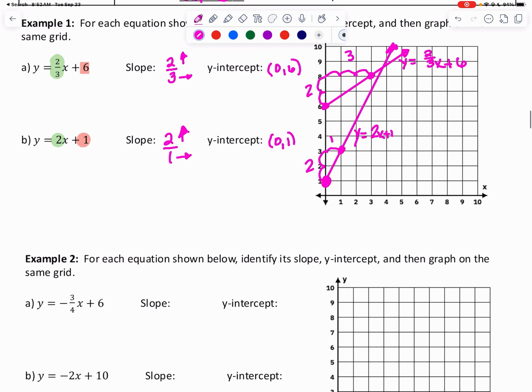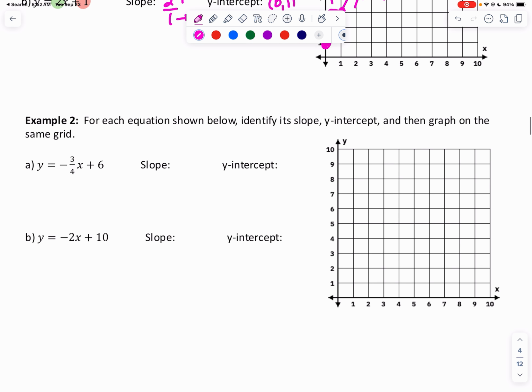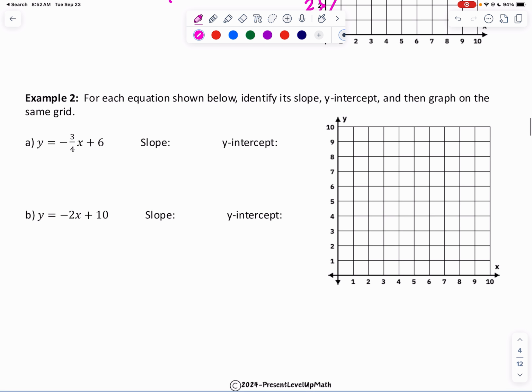All right. Let's look at example 2, and let's talk about some negative slopes now. In example 2, for each equation shown, identify the slope and the y-intercept, and then graph on the same grid. So we have y equals negative 3/4 x plus 6. So our slope is negative 3/4. Now, here it's shown where the negative is in the middle. I like to put the negative on the top number. You can put it on the top or the bottom, but I always put it on the top number. And then the y-intercept we have is (0, 6).